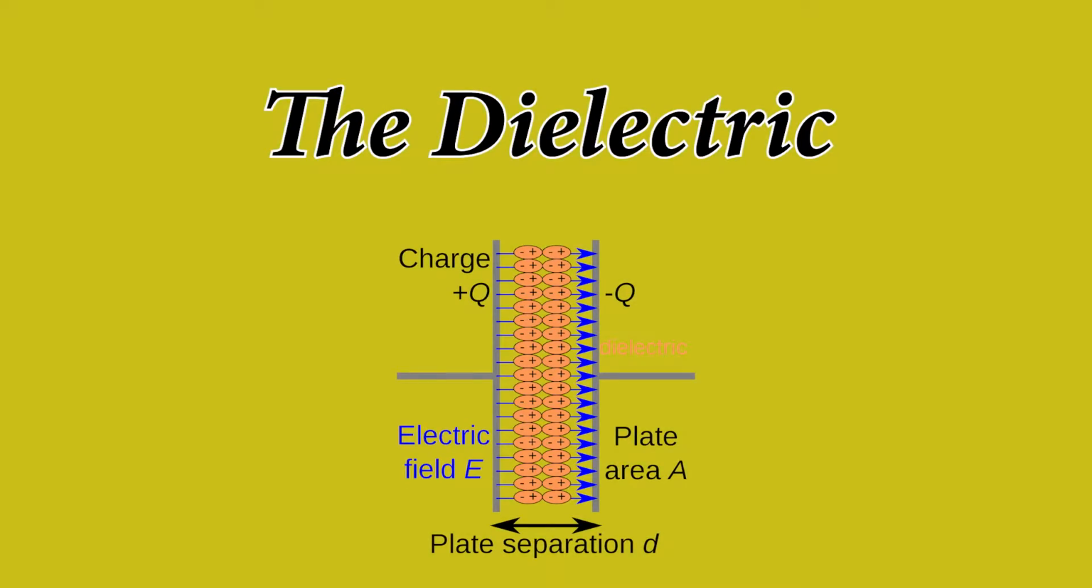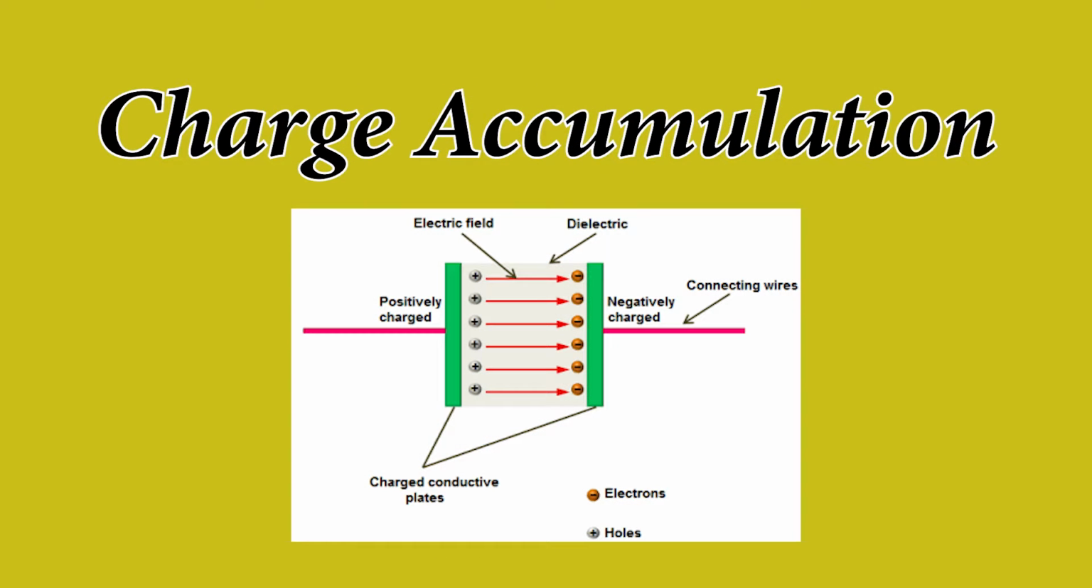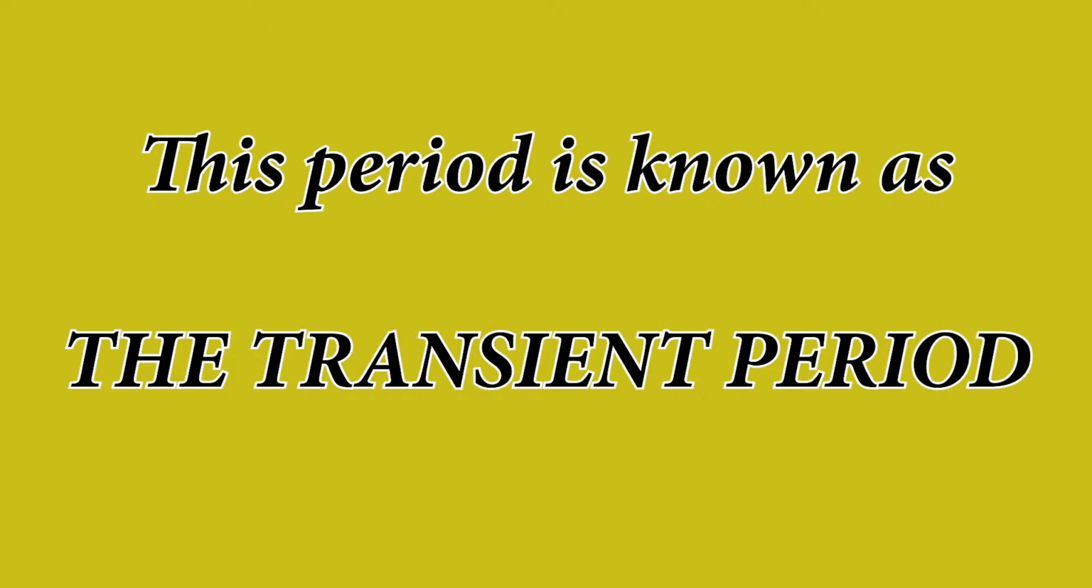In most capacitors, a dielectric is present, which increases the amount of charge based on the permittivity constant of the material. When a capacitor is supplied with a DC voltage, electrons will travel towards the positive plate, which creates an imbalance of charge, hence creating a voltage. This period is known as the transient period, but more on that later.